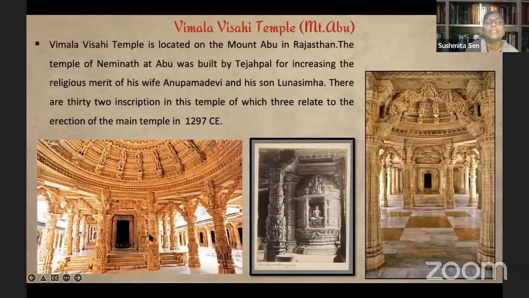And this is the famous Vimala temple, or Mount Abu Delwara temple of Rajasthan, the Neminath temple, which has beautiful sculptures on top. And this is the nave of the mandap, and it was built by Tejapal for increasing the religious merit of his wife. This was added later. There are 32 inscriptions of this temple, and 3 relate to the erection of the main temple in 1297 CE.